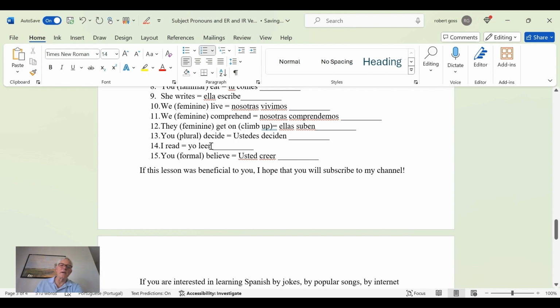Number 14, I read. Yo with leer. Well, if it's yo, we're going to cross off the ER. We'll put the ending on. In this case, for yo would be an O. Yo leo.